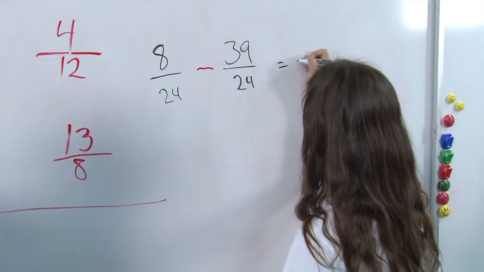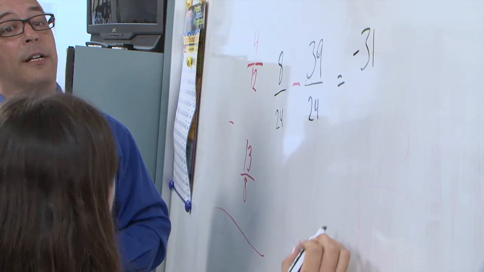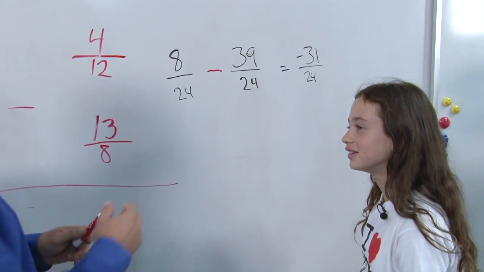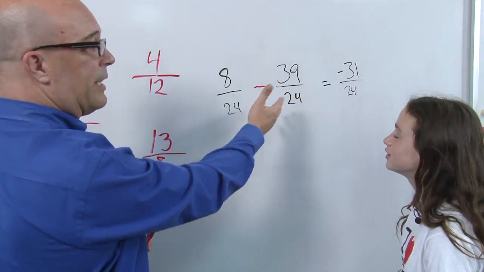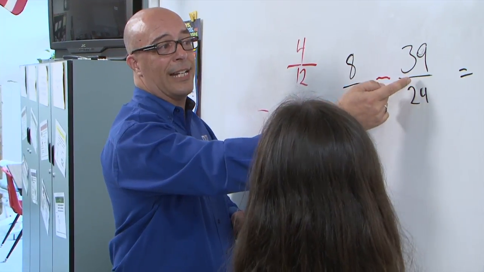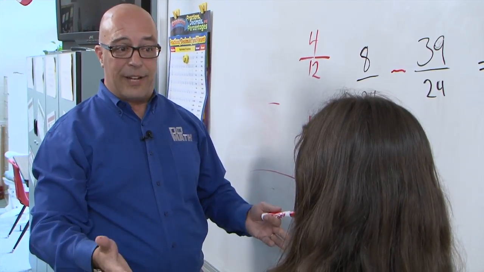Perfect. So go ahead and write that down. And it's negative 31 24ths. Okay? So even though this came out to be a negative number, it's still not that difficult. As long as you know your integers, you can go 8 minus 39 is a negative 31. And negative 31 24ths is a valid number, isn't it?